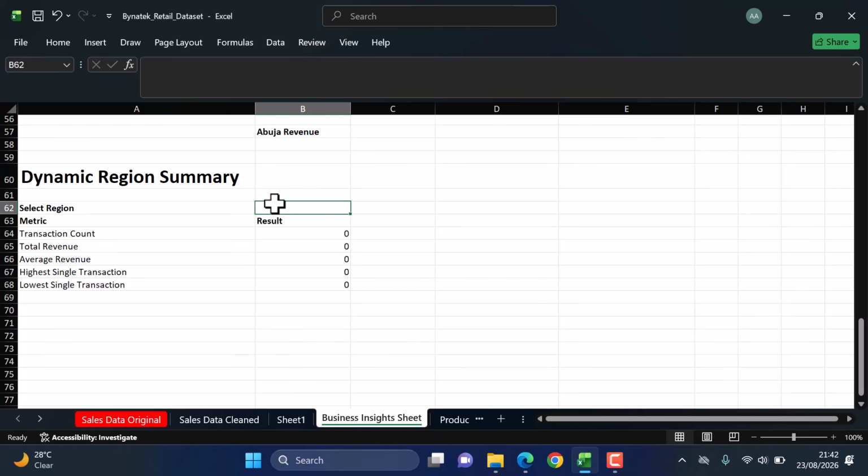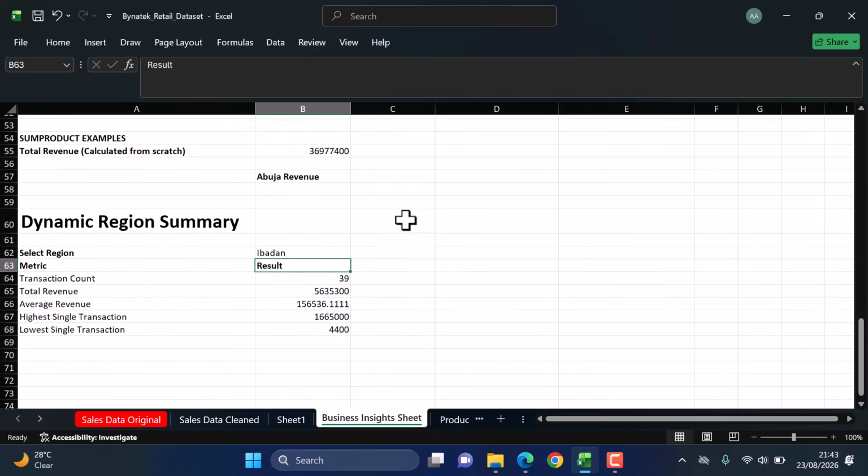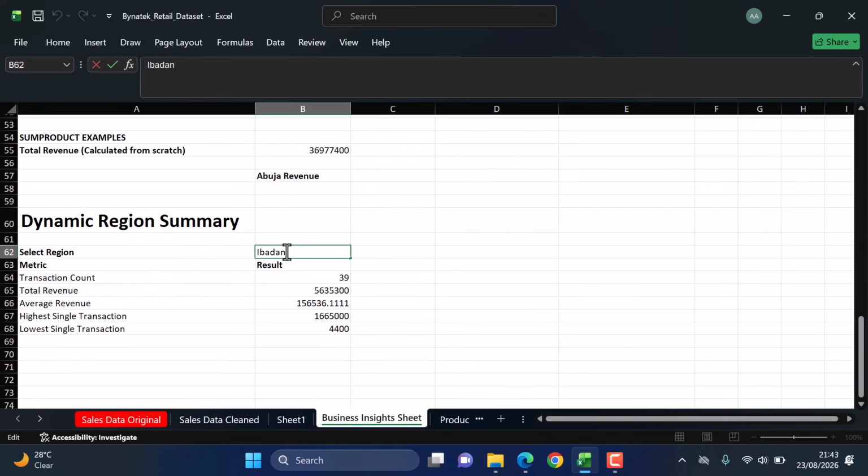Now, it is dynamic because anytime you type a region here, it will change. If you type a region, it will show you the record instead of 0. If you use Ibadan, it will show you the record instead of 0, right? And I said typing it out is stressful. So I was thinking maybe we can use data validation so that we can have a drop down that just gives us the data.